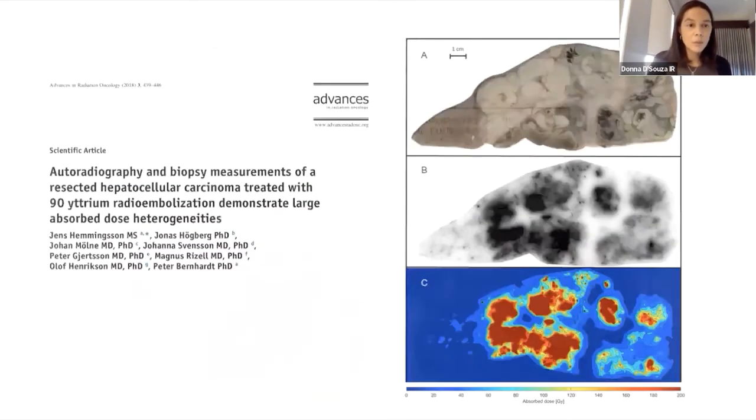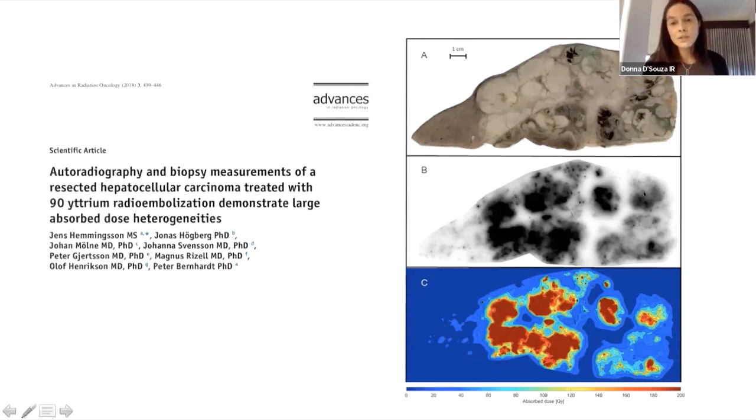And then this is another paper where they resected a specimen that was treated with Y90 10 days after the Y90 treatment, and they performed an autoradiograph, which is basically an X-ray looking at the deposition of radioactivity, which is the picture in the middle, the B picture. And you can see, obviously there's large photopenic areas that correspond with intratumoral central scarring.